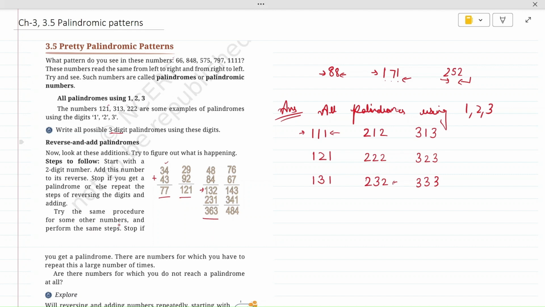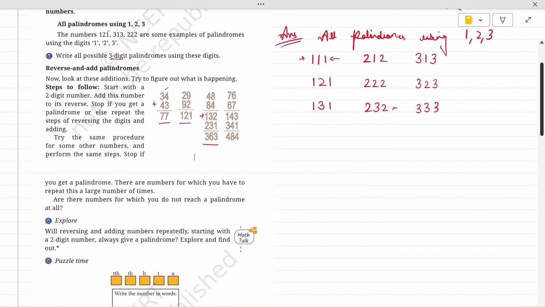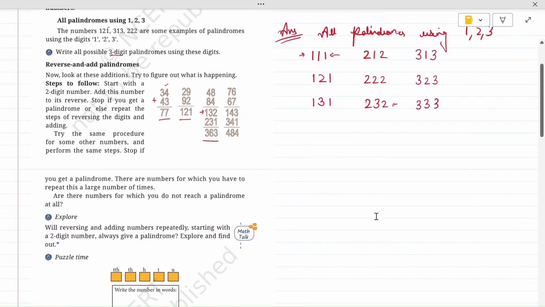So try the same procedure for some numbers, perform the same steps, and stop if you get a palindrome. Now there are numbers for which you will have to repeat this process a large number of times. So there might be a few numbers. Then, are there numbers for which you do not reach a palindrome at all?